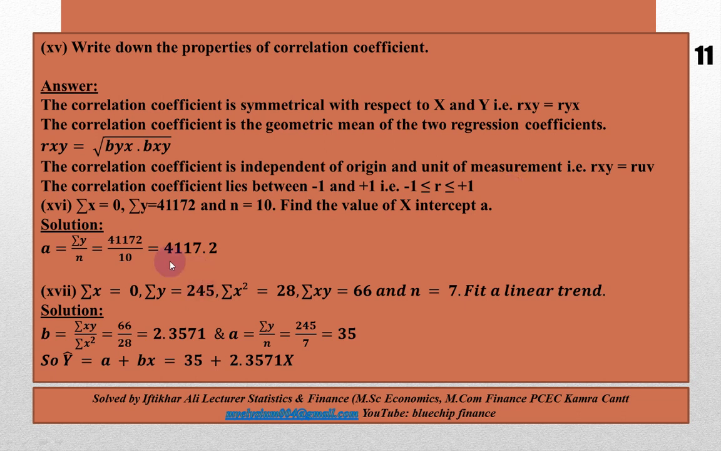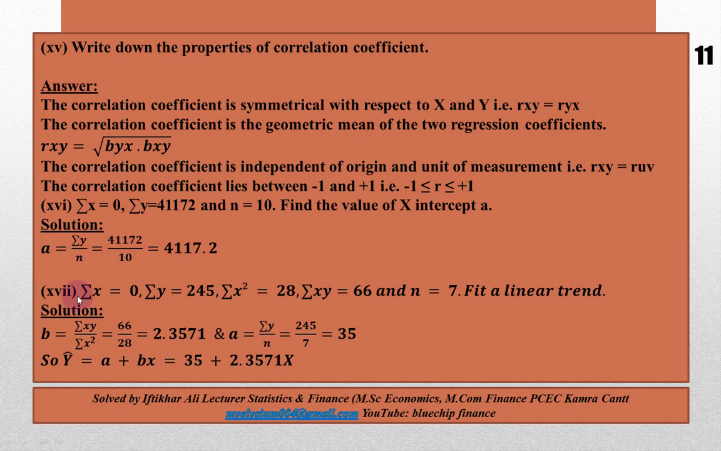Question number 16: sum of x equals 0, sum of y equals 41172, and n equals 10. Find the value of intercept A. It is the case of time series because sum of x equals 0. In time series, intercept is always equal to sum of y over n. So sum of y is 41172 divided by n, and the intercept will be 4117.2.